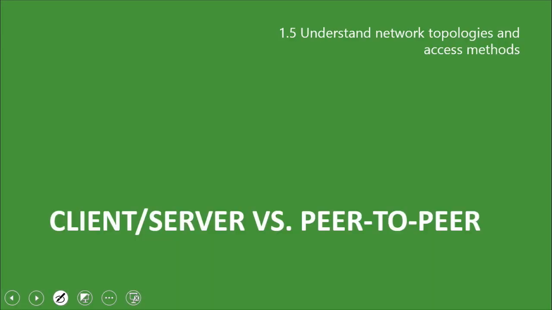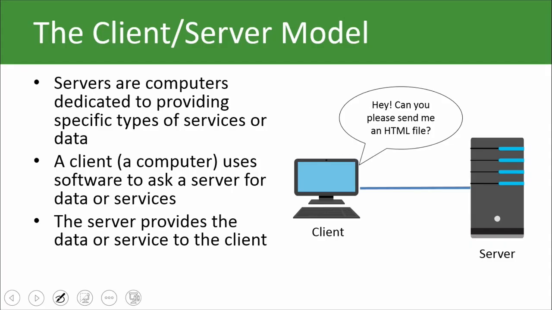All right, let's talk about the client-server model, and also peer-to-peer. The client-server model depends entirely on devices called servers, and servers are computers dedicated to providing specific types of services or data, like email, or maybe a web server. We'll detail different types of servers in just a second. A client, like your computer or your cell phone, is going to use special software to ask a server for data or those services. It's going to say, hey, can you please send me an HTML file? I would really enjoy that. And then the server provides the data or service to the client. This is really commonly used. You're probably using it right now, maybe to watch this video. Crazy, right?